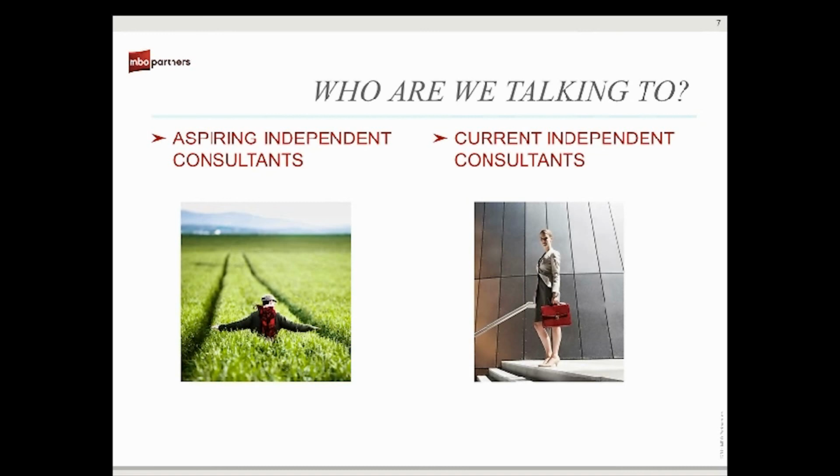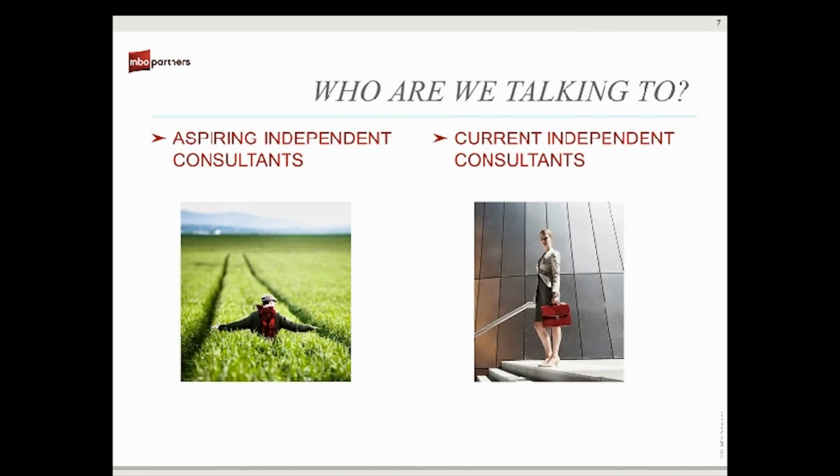And first are the aspiring independent consultants, those that are currently working W-2 right now, but they want to become less reliant on a traditional employer and make that move towards independence. So whether they're on the cusp and about to do it in 6 months or 3 months, or even if it's years out, we often get folks calling MBO Partners to get the type of advice so that they have the best practices when they go independent.